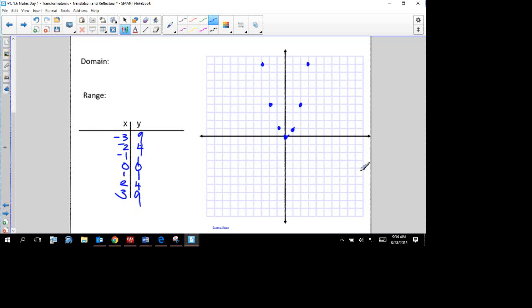When I graph a parent function, it's not really part of the actual answer. I always do it dashed. It's not really the answer, it's just the original parent function.